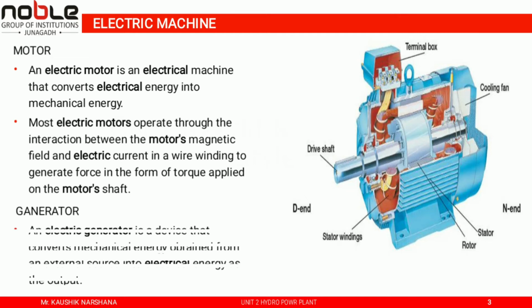An electric generator is a device that converts mechanical energy obtained from an external source into electrical energy as the output. So simply, a motor gives mechanical energy as an output, a generator gives electrical energy as an output.